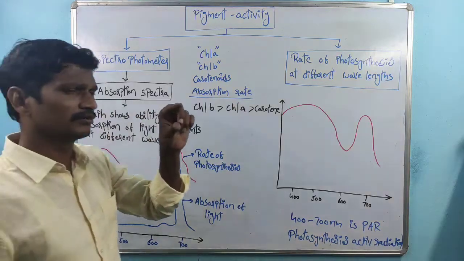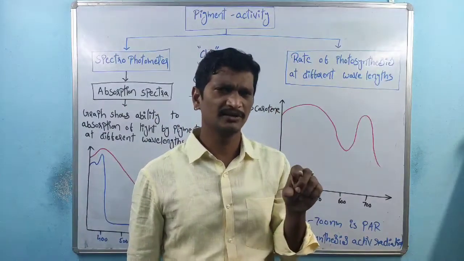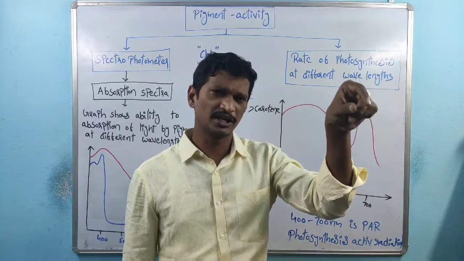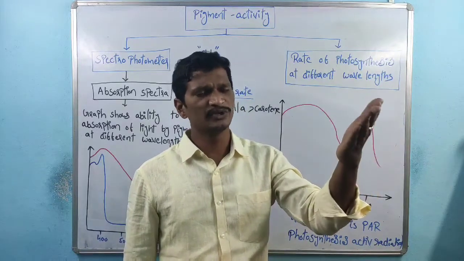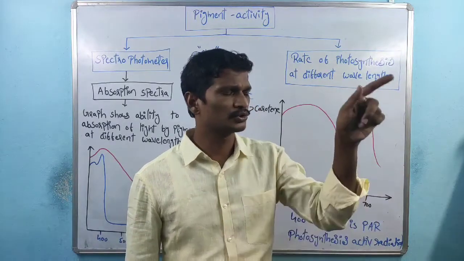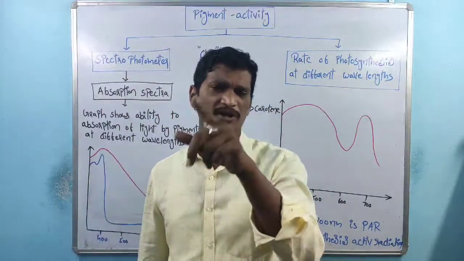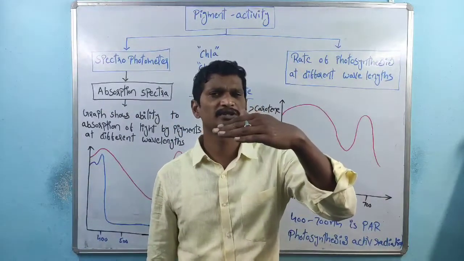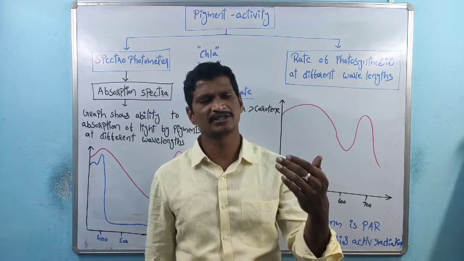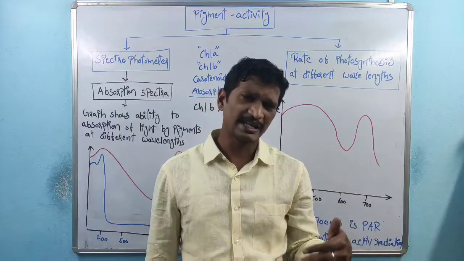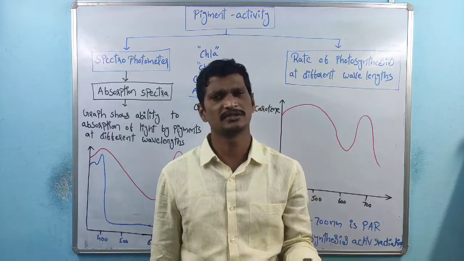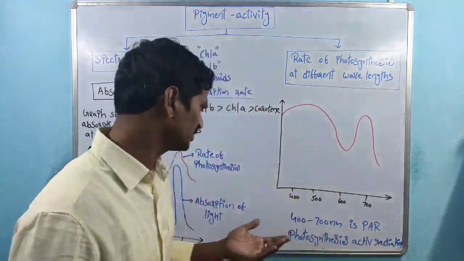We have taken one pigment, chlorophyll A. The pigment is subjected to the absorption spectra, so finally we get one graph. Chlorophyll B, chlorophyll A or carotenoids each produce one particular graph. At 400 nanometers there is one type of absorption, at 500 nanometers another type, and at 600 nanometers another type. So based on the type of light, the rate of absorption is altered.